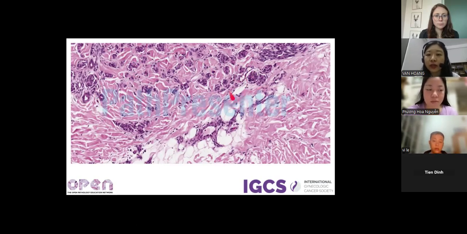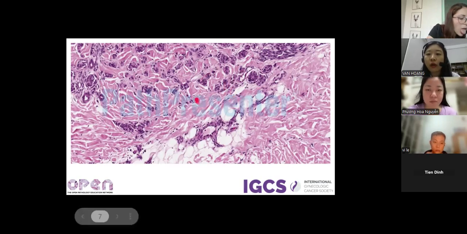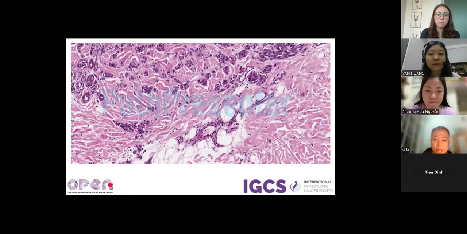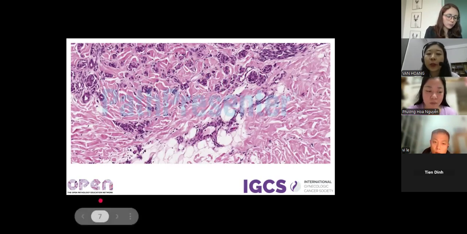So this pattern supports a benign lesion, since maturation with depth is one of the key features that distinguish it from malignant. So until now, who can give the diagnosis for this lesion? I guess that could be congenital nevus. Congenital nevus. Okay, congenital nevus. So it's a good guess.